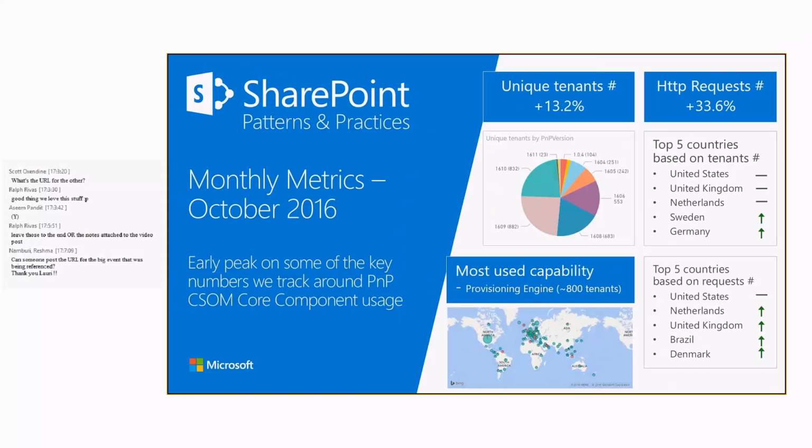The reason for the going up and down is typically because people use the PnP PowerShell and the PnP provisioning, for example, as part of migration. So if there's any big migrations ongoing, then those are hitting SharePoint Online much more. And obviously the most used capability is the provisioning engine. So roughly 800 tenants were using the provisioning engine in production within October.